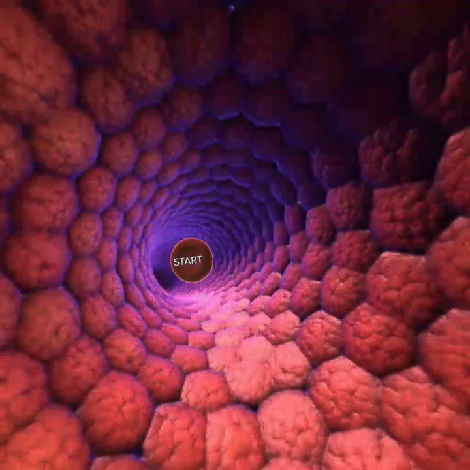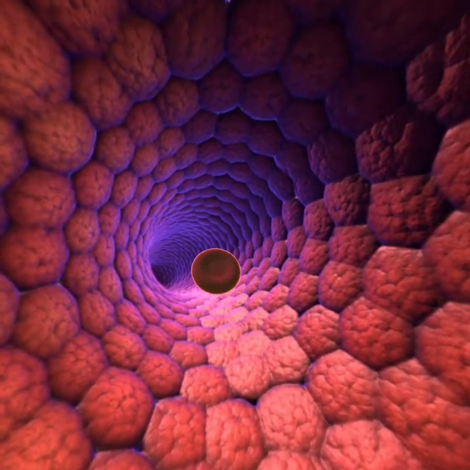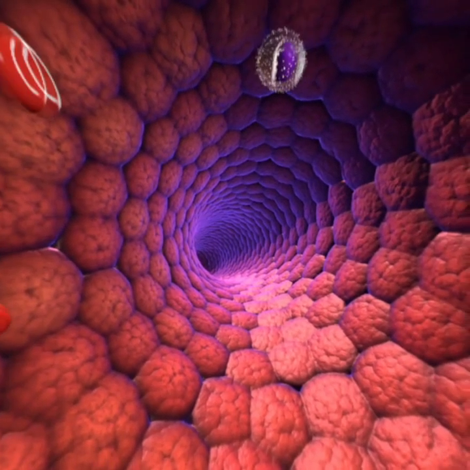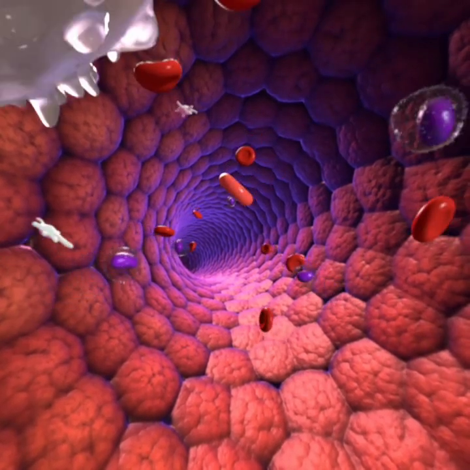Select Start to embark on a journey to learn how sickle cell disease may affect the human body. Let's start in the bloodstream. There are four major components of blood.